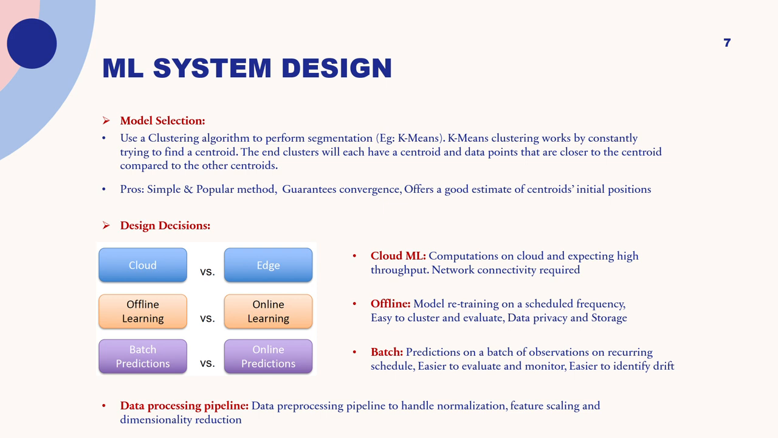Batch prediction versus online prediction. So the suggestion is to go for batch because of the batch of observations on recurring schedule. It is easier to evaluate and monitor. Also, easier to identify drift in the production. Moving to the data processing pipeline. So we understood that a data processing pipeline is required, which is mainly to handle normalization, feature scaling, and dimensionality reduction. So these are about the machine learning system design for this use case.